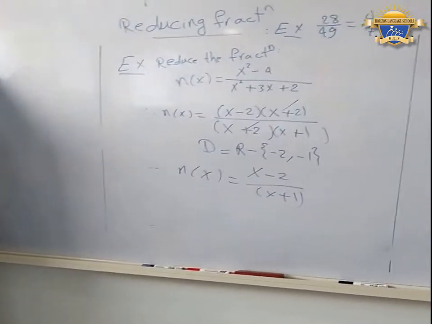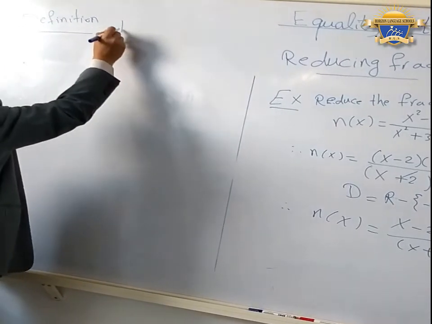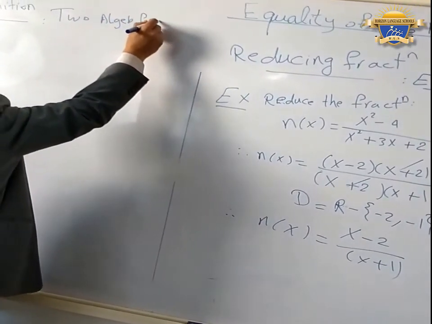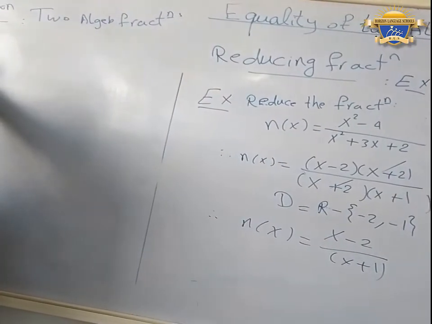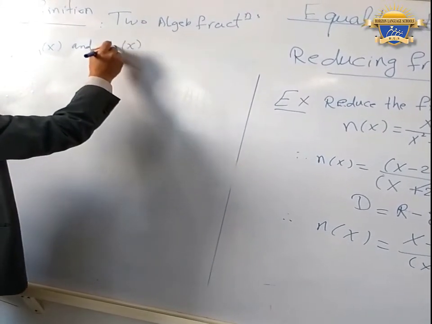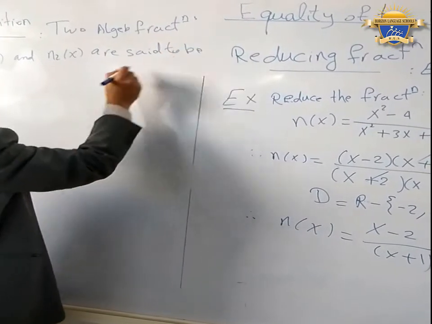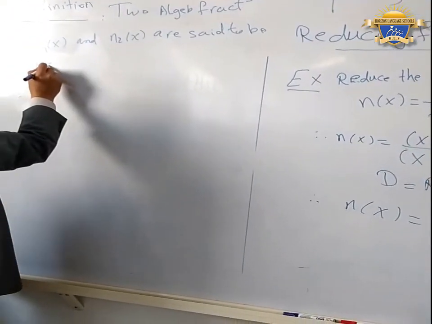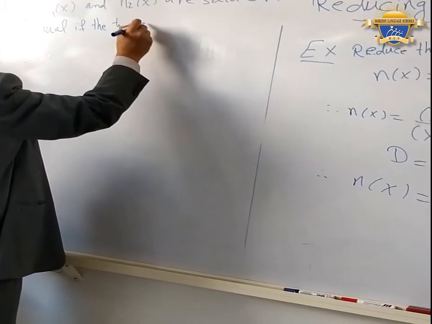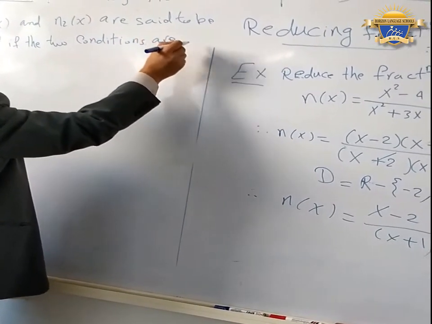Definition: two algebraic fractions n1 of x and n2 of x are said to be equal if the two conditions are satisfied.